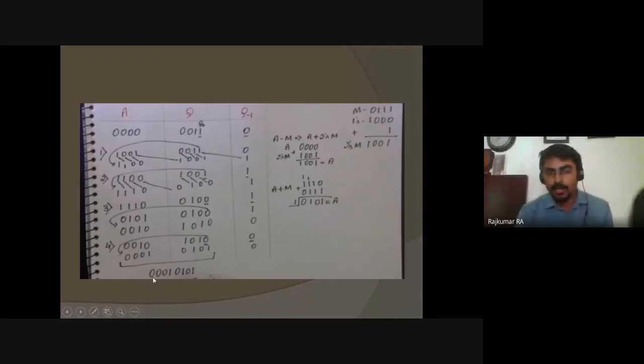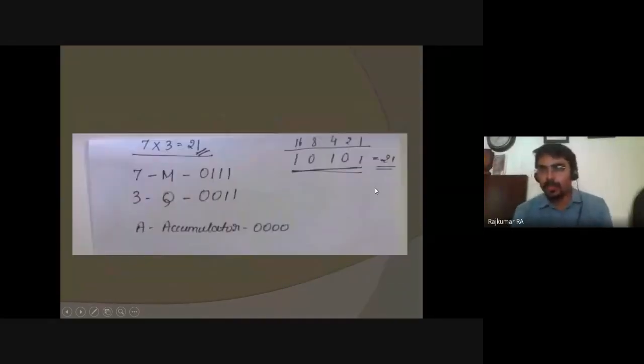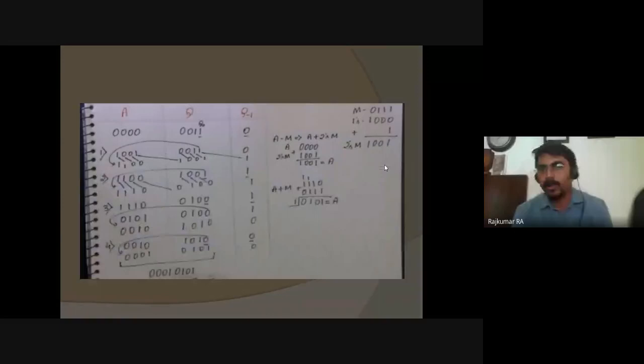So 0, 0, 0, 1 and 0, 1, 0, 1, that is equal to 21. Okay, so since it is a multiplication, we don't do any kind of multiplication directly, we're just doing some kind of addition and subtraction by using a stipulated method. So any doubt up to this?